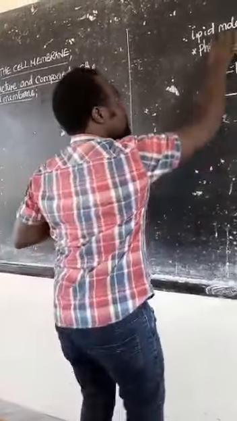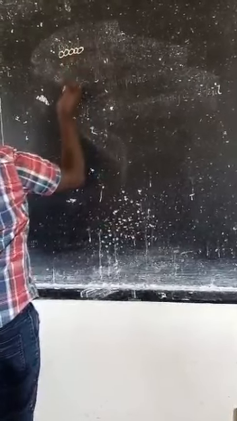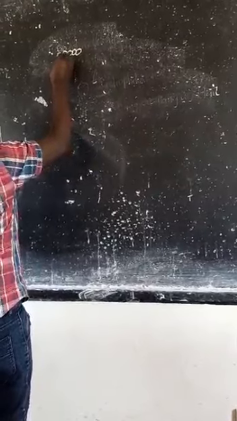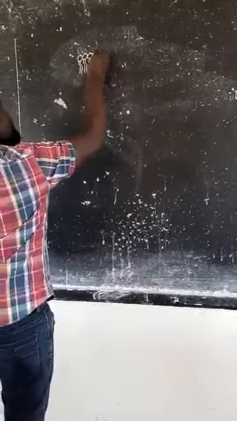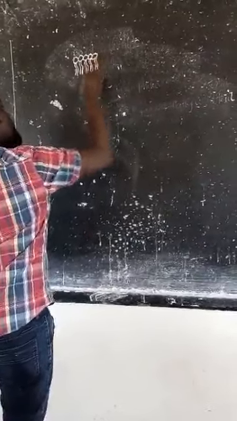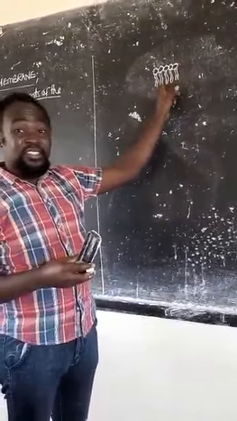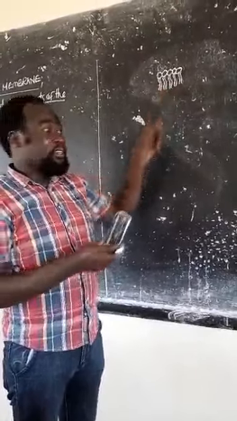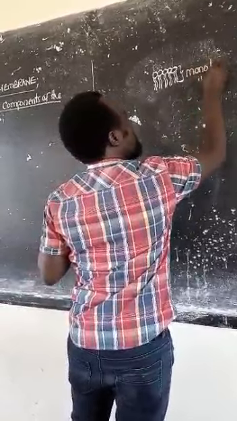The phospholipids can join together, the heads together, and the tails together. You can see that this is like a layer, but because it is a single layer, we can say it is a monolayer.